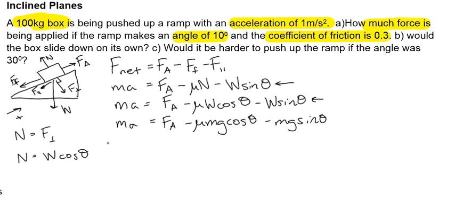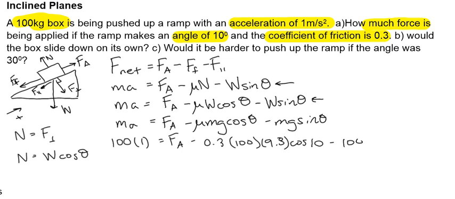Now we're at the point where we can substitute in. Can we cancel out the mass? No, because the applied force is here. If there was no applied force, then the mass is irrelevant, but we need the mass in this one. So let's put our numbers in. We've got 100 times the acceleration of 1. The applied force, we don't know, that's what we're looking for. Mu is 0.3. Mass is 100. Gravity's 9.8. And we're doing cos of 10 degrees minus 100 times 9.8 times the sine of 10 degrees.